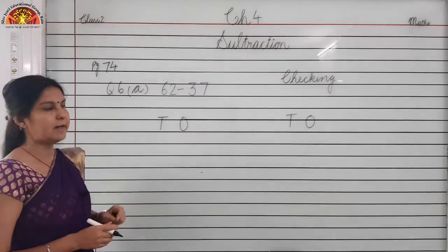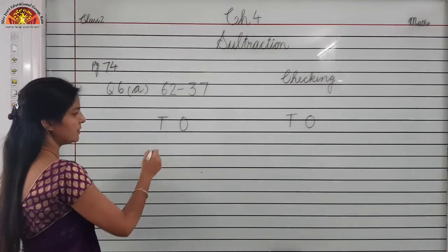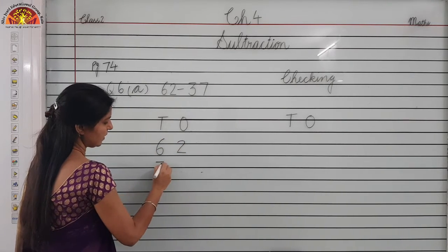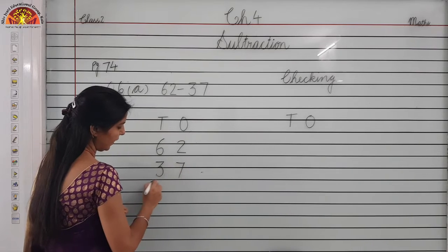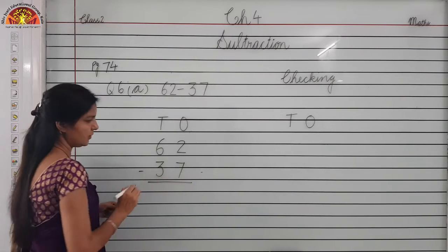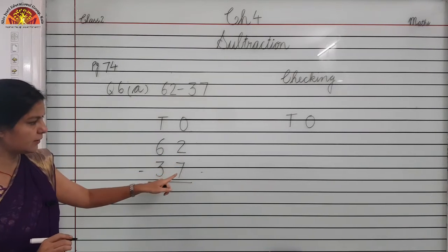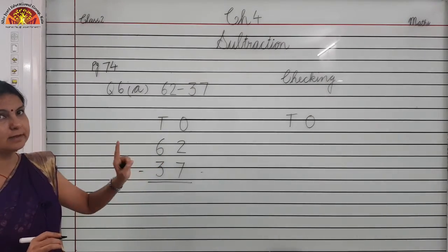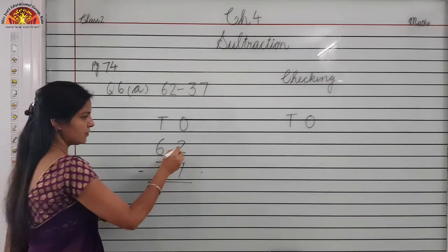Now we will subtract these numbers. So we will arrange these numbers in columns, 62 and 37. First of all, we will find the difference of these numbers. This number is bigger, this one is smaller, and after subtracting these two numbers, what will we get? We will get the difference. So start solving these.